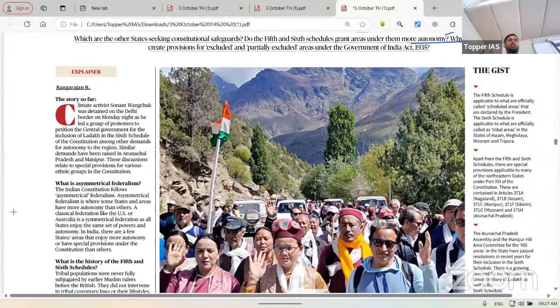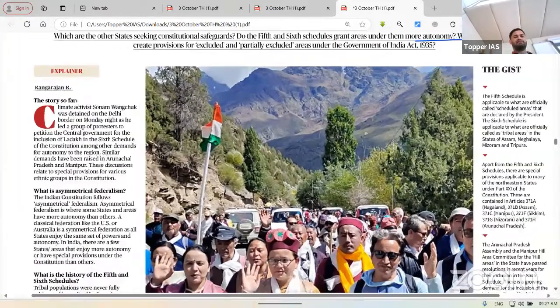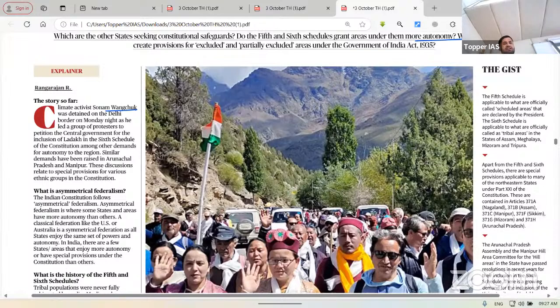So let us see what is happening now. Climate activist Sonam Wangchuk was detained on the Delhi border on Monday night as he led a group of protesters to petition the central government for the inclusion of Ladakh in the schedule.